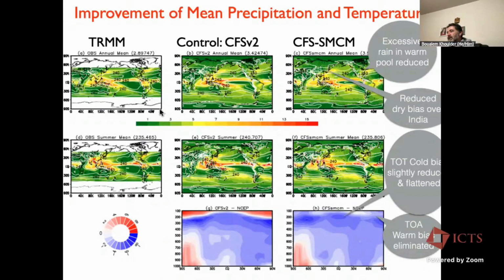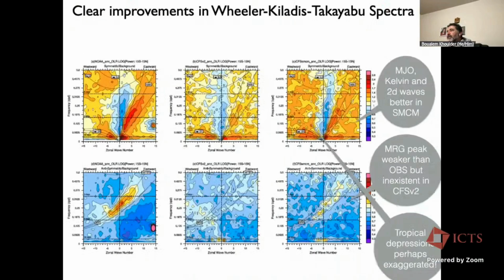And you see the climatology is similar, but there are some small improvements. The big improvements we make are in the MJO. This is the CFS control model. This is now the stochastic model. See, look at the MJO here. Look in the observations. Look in the control, Kelvin waves, etc.